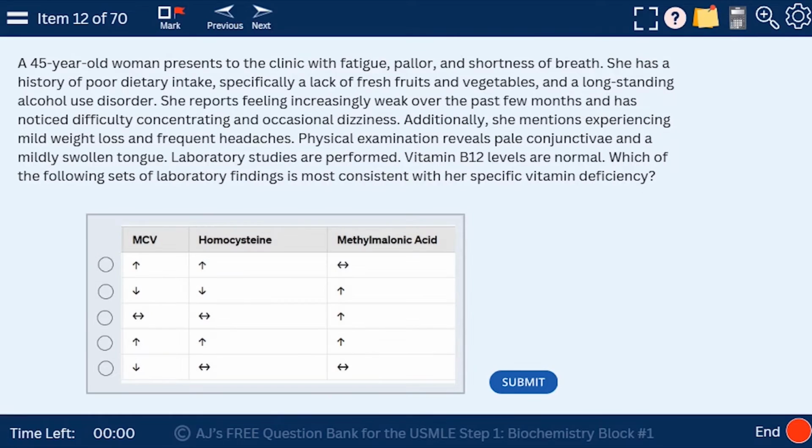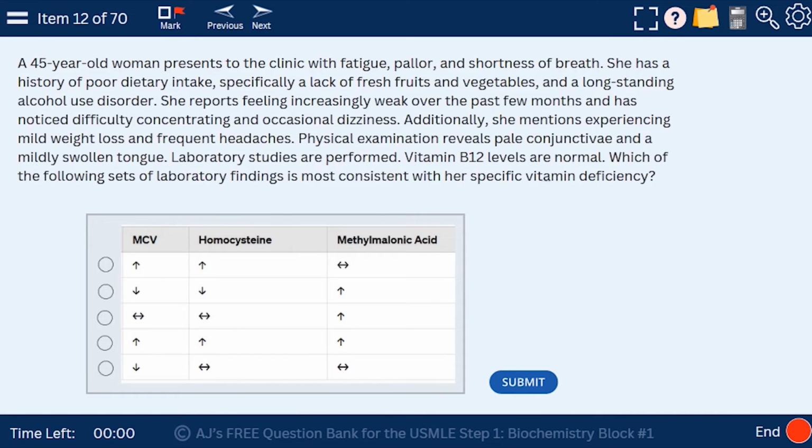Question 12. Here we have a patient with fatigue, pallor, and shortness of breath, so that might be anemia, and we see a mildly swollen tongue, so it's most likely we're dealing with either vitamin B12 or a vitamin B9 deficiency, but it's saying that vitamin B12 levels are normal. This is most likely a vitamin B9 folate deficiency.